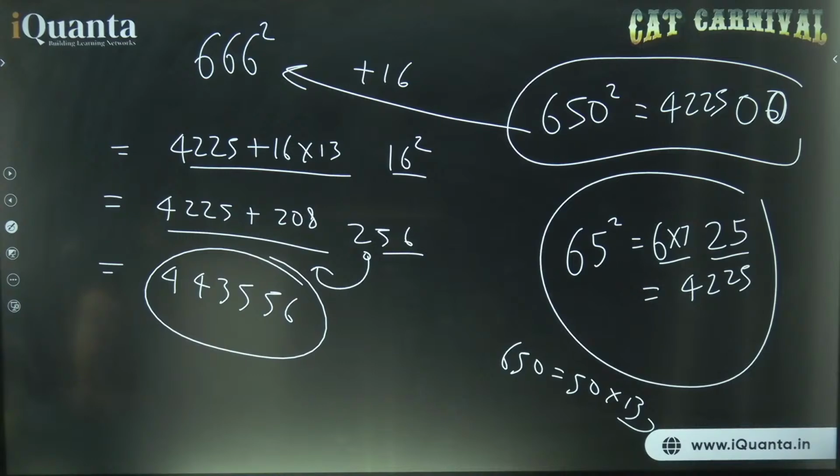Yes, just bells. 634? Exactly. Then we have to subtract 16. Okay. We'll be subtracting 208. Cool. Beautiful, isn't it?